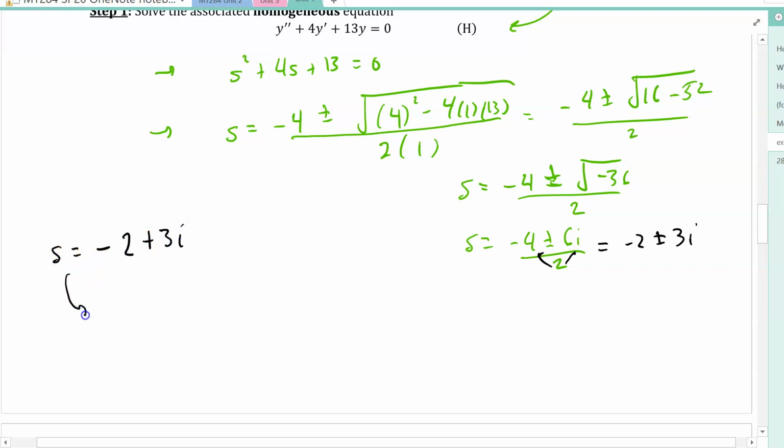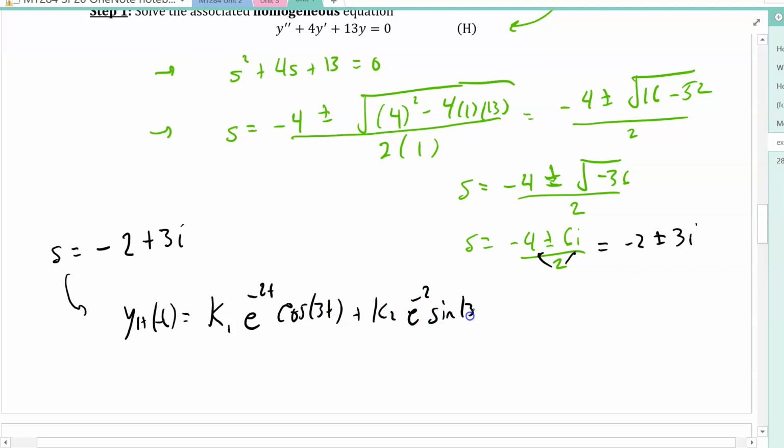Alright, and via Euler's formula, this leads us to the general solution of the homogeneous problem being a linear combination of e to the negative 2t times cosine of 3t and e to the negative 2t sine of 3t. Okay, so again, the negative 2 is coming as our exponent with t, as the coefficient of t in the exponent of e. The 3 from the imaginary part from the 3i there is going inside the cosine and the sine. Alright, so that's step 1.